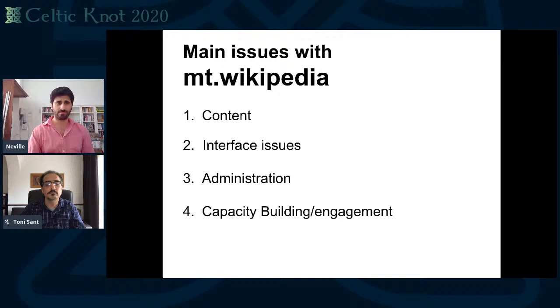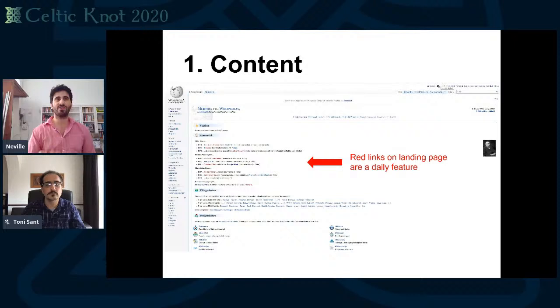So if we're talking about content, this is what you see when you actually log on to the landing page of Maltese language Wikipedia. And as you can see, there are far more red links than there are blue links. So it's far more common to find missing content than it is to find content that you would be looking for in the first place. And the red links on the homepage especially are a regular feature.